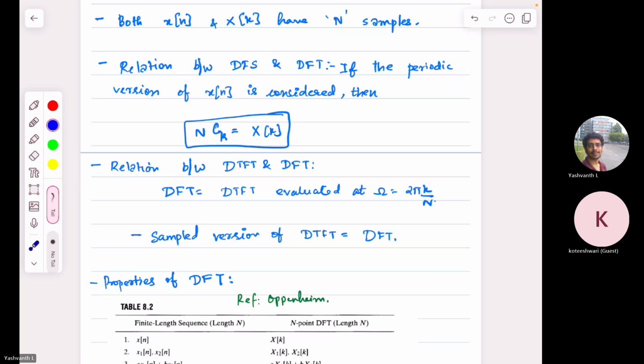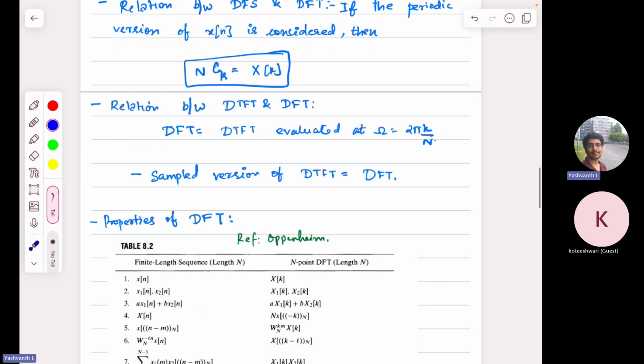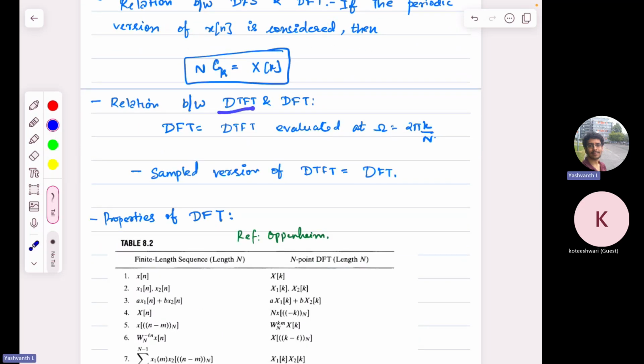Now, similarly, the relation between discrete time Fourier transform and discrete Fourier transform is that the DFT is exactly equal to the DTFT evaluated at your frequency omega equal to 2 pi k by capital N. So essentially, if I take a discrete time Fourier transform, which is a continuous representation of your signal in the frequency domain, and I sample it, the resultant spectrum in the frequency domain is called the discrete Fourier transform. The sampled version of the DTFT will give you the DFT.